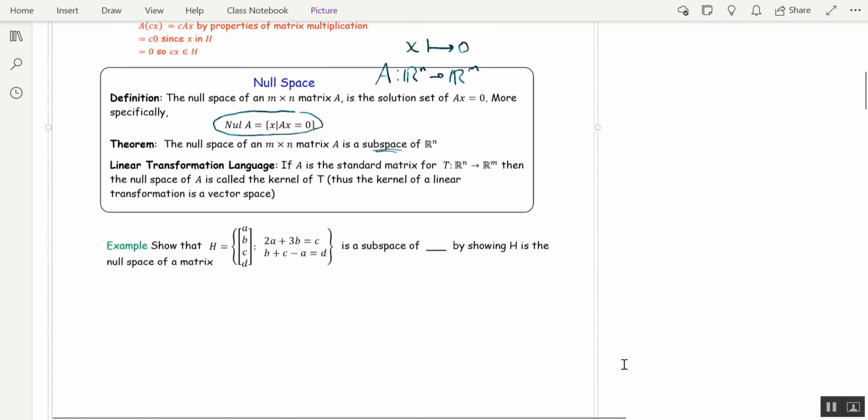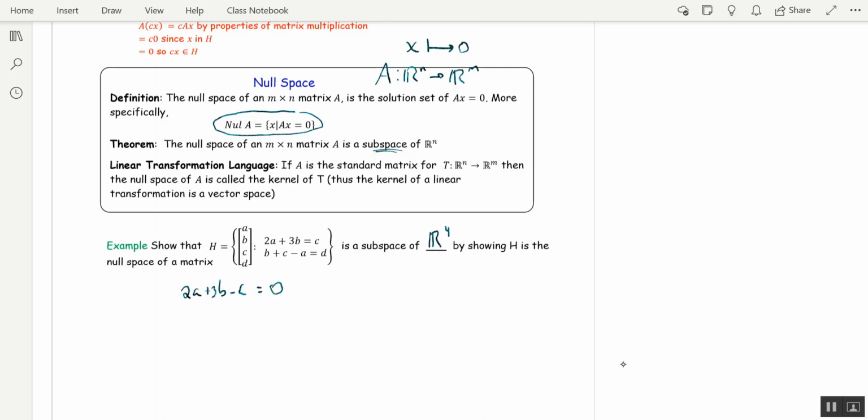Show that H equal to this set of vectors is a subspace by showing H is the null space of a matrix. Okay, well, the only thing that would work here is R4, because H is a set of vectors in R4, (a, b, c, d). Let's rewrite these two equations that were given. 2a plus 3b minus c equals 0. So I'm going to write this as a homogeneous linear system. And then negative a plus b plus c minus d equals 0.